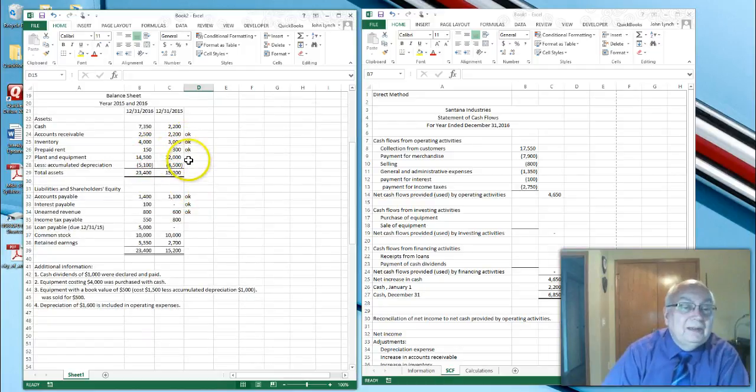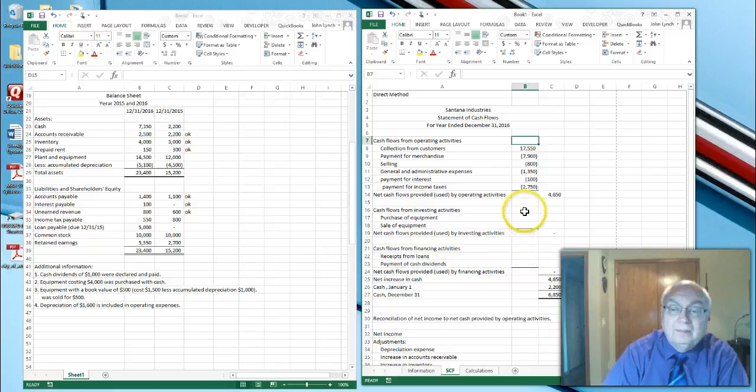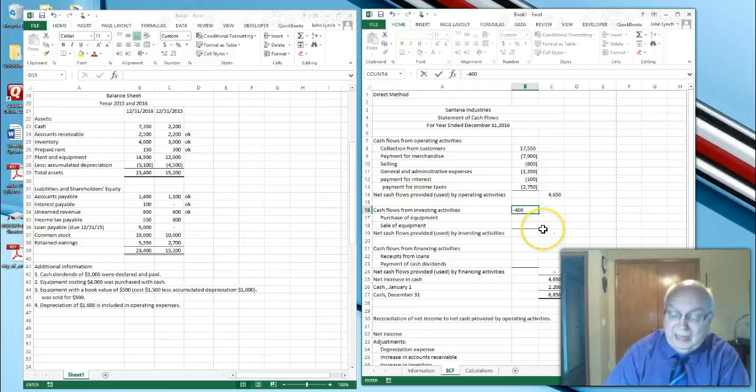Now, we come down to the balance sheet. Plant and equipment went from 12,000 to 14,500. Well, that kind of gives us the information down here. Because here it says the equipment costing $4,000 was purchased with cash. So since we paid cash for it, we can just put in the $4,000.